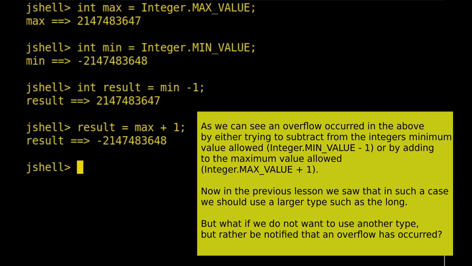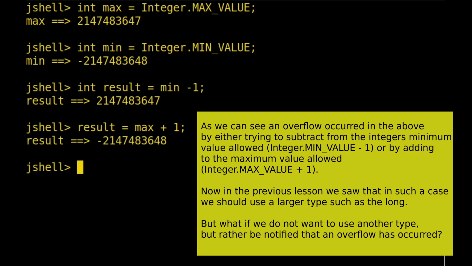As we can see, an overflow occurred in the above by either trying to subtract from the integer minimum value allowed, in other words Integer.MIN_VALUE minus 1, or by adding to the maximum value allowed, in other words Integer.MAX_VALUE plus 1. Now in the previous lesson we saw that in such a case we should use a larger type such as the long.